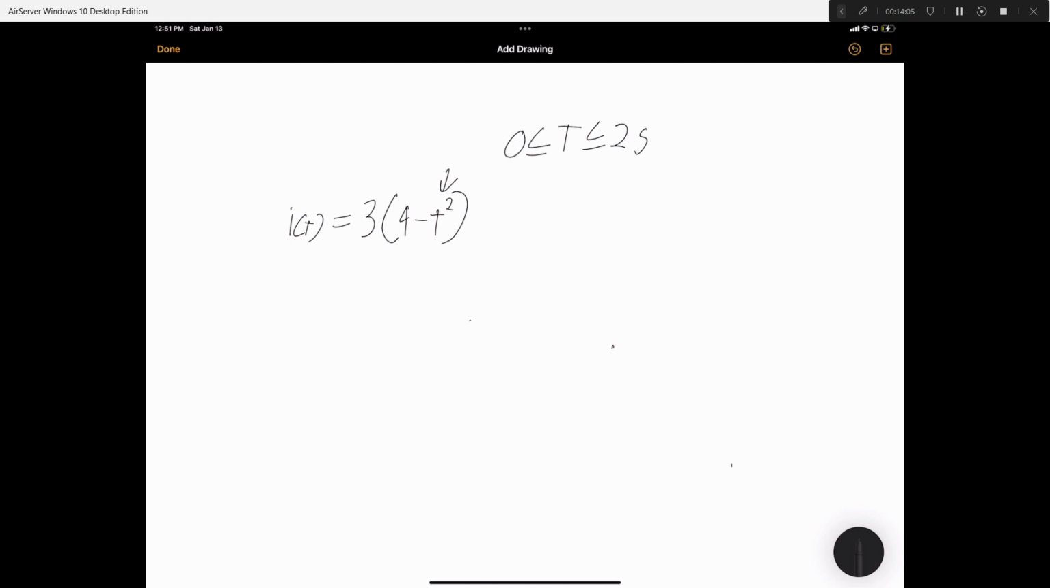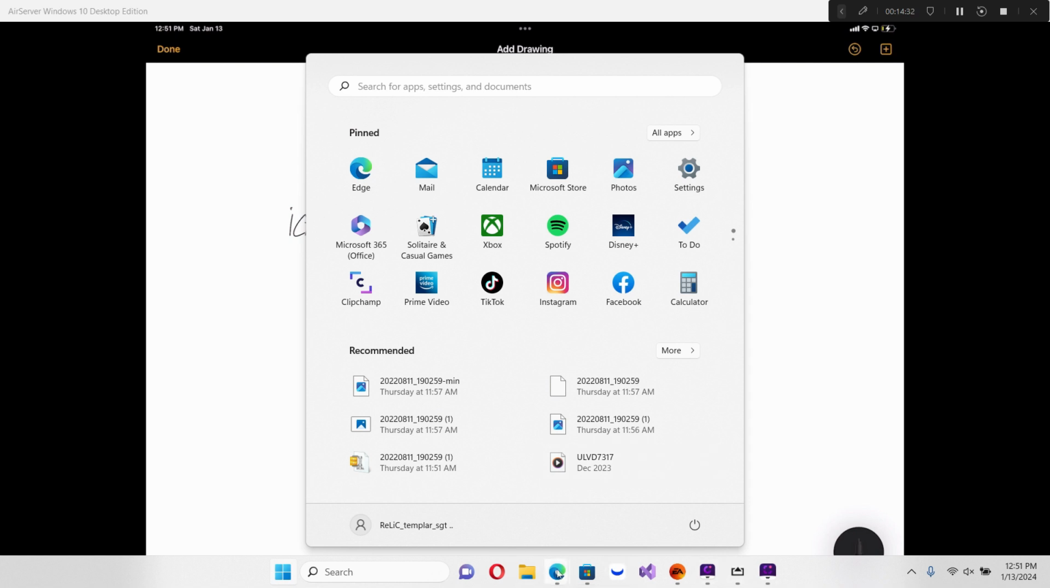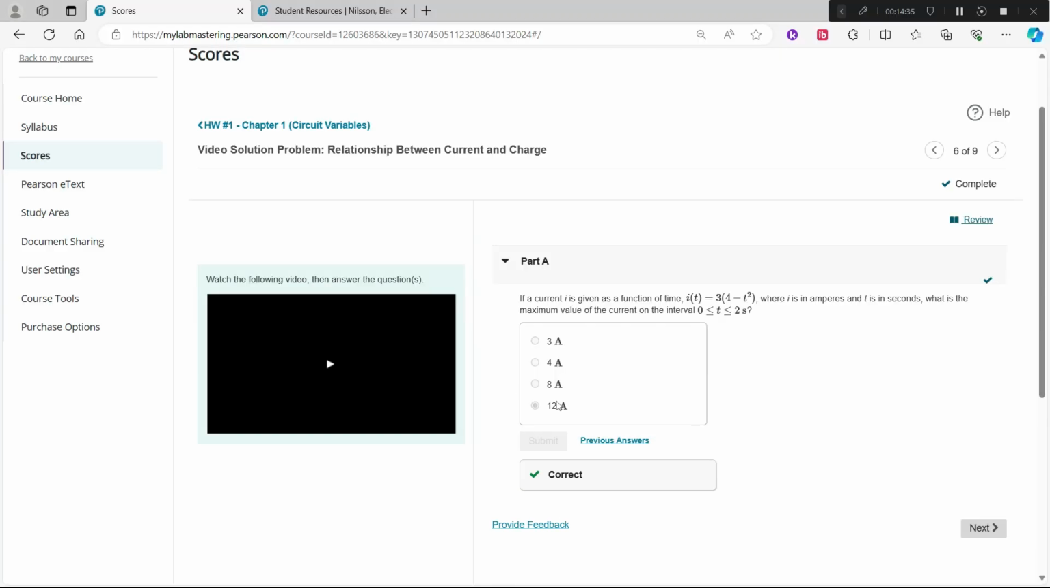As you increase t, you'll notice that you get a negative value, so it's going down. So we need to go down in time. When it's 0, you'll get 4 minus 0, which is 12. And from 2, the upper limit, you'll get 4 minus 2, which is 2 times 3 is 6. So 0 will be the maximum, and you get 12 amps for that. Okay.